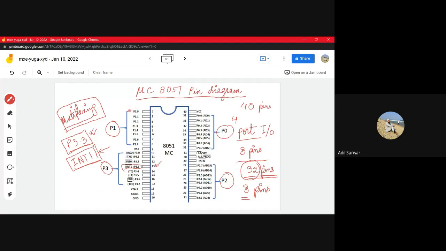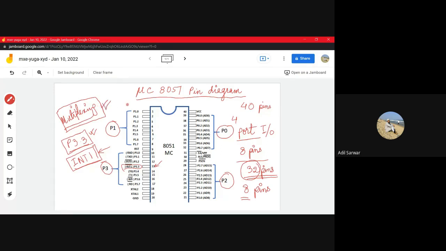Although in 8051 you have at most 2 functions at a time, each of these functions can happen in isolation. That means one function can take place at one time. So I hope you understand what multiplexing is.